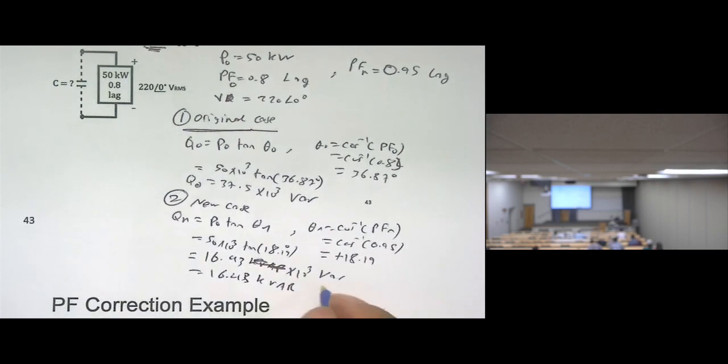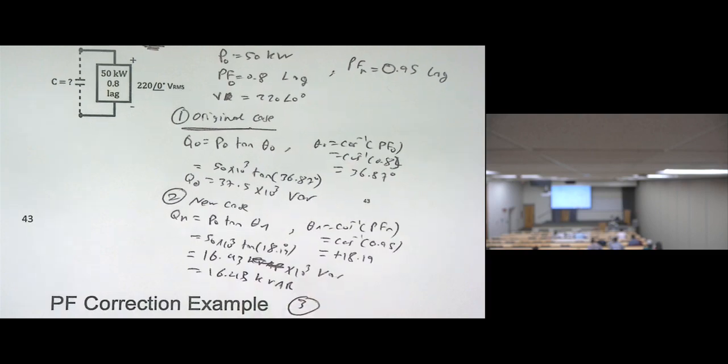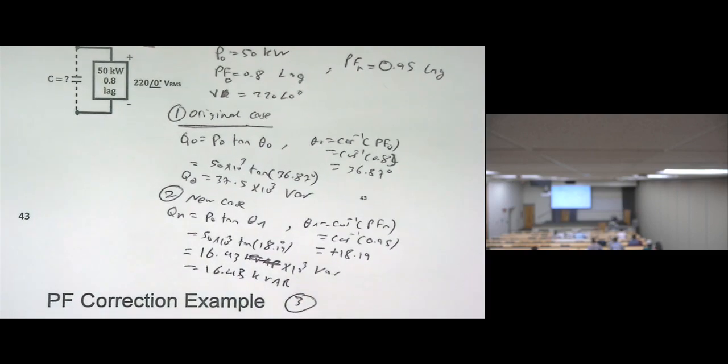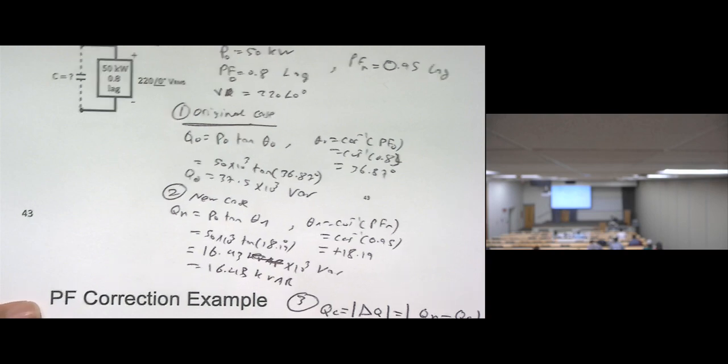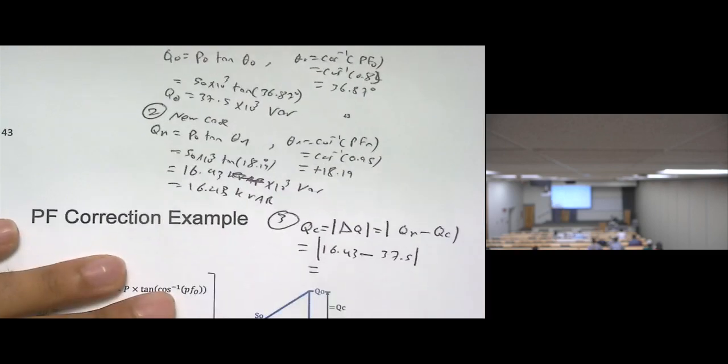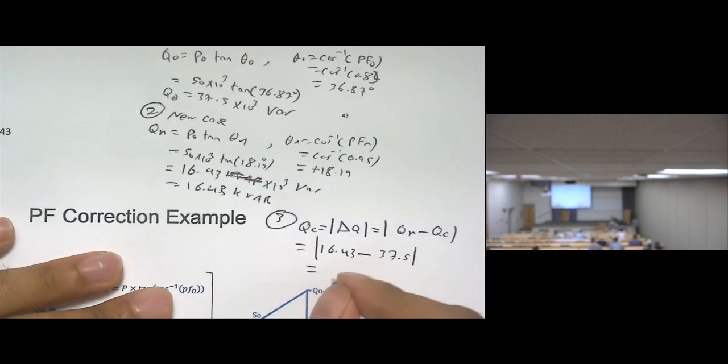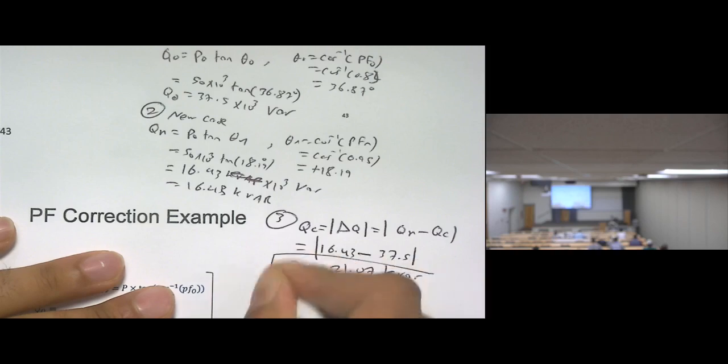So the third step, what's the third step? Find the difference. So we will say QC is the absolute value of the difference, delta Q, which will be the absolute value of Q new minus Q old. So it's going to be 16.43 kilovar minus 37.5 kilovar. Then it's going to be 21.07 kilovar. This is the Q of the capacitor.